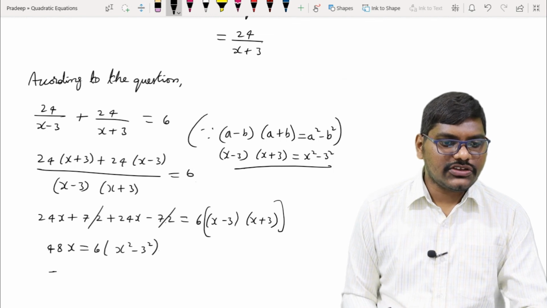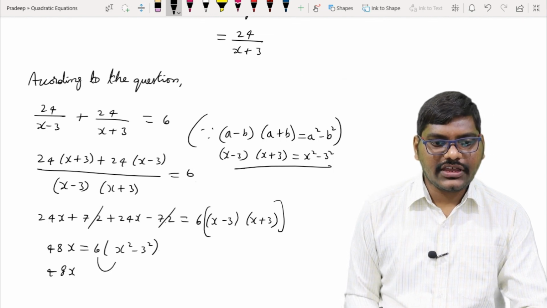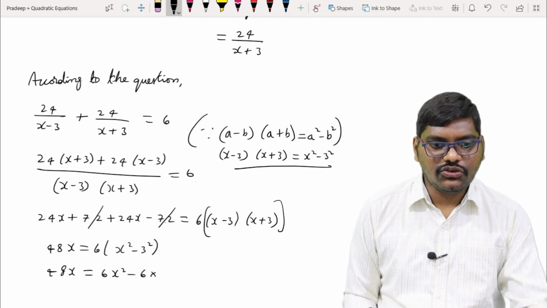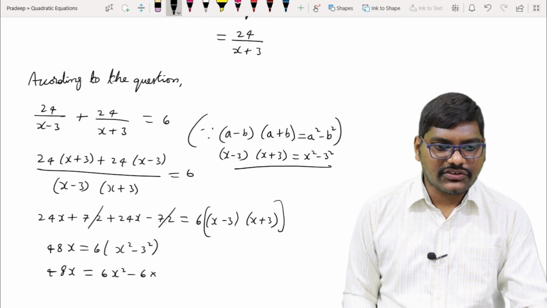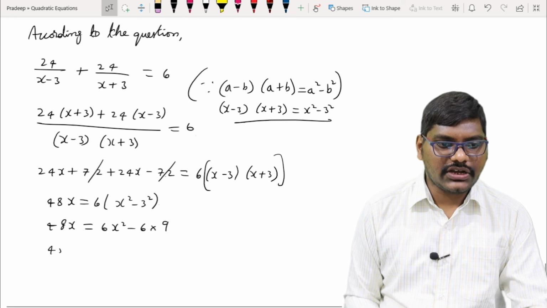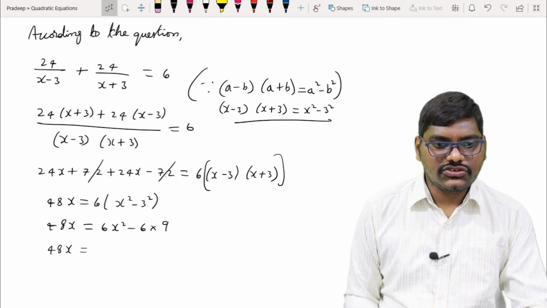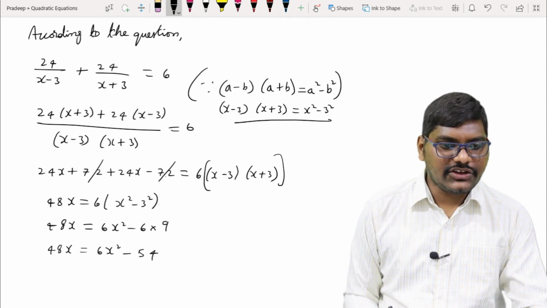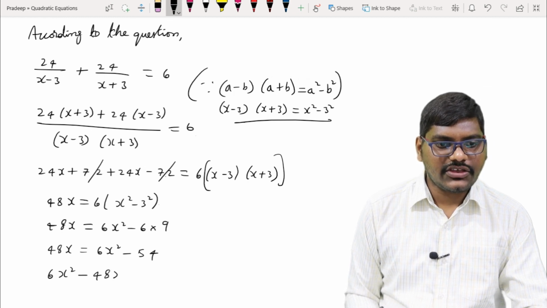Okay, so this is 48x, I'm just taking 6 inside, so that is 6x square, and whereas this also I can multiply minus 6 into this 3 square, in the sense that was 9. Okay, so now we'll just solve this further. This is 48x equal to 6x square, this is 9 6 is 54. So I'll just bring this 48 this side, so we'll be getting 6x square, so here I'm writing 48x and minus 54 here equal to 0.